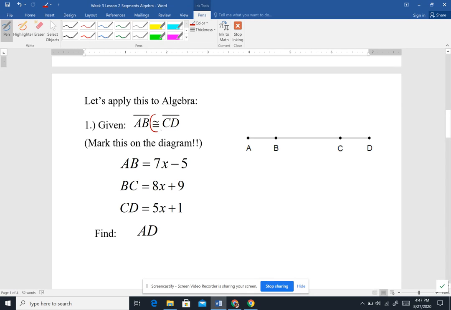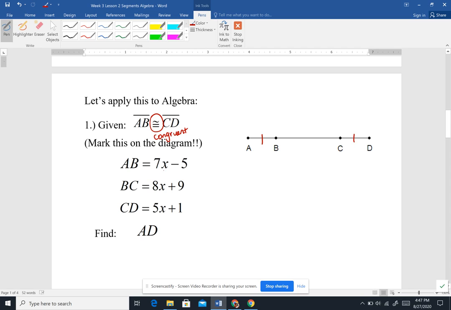This is the symbol that means congruent. So I talked about same size and same shape. The squiggle means same shape, and then the equal sign means same size. So whenever you see that symbol, it means congruent, or in the case of segments, it means that they have the same length. So I'm going to mark with a tick mark that segment AB is congruent to segment CD.